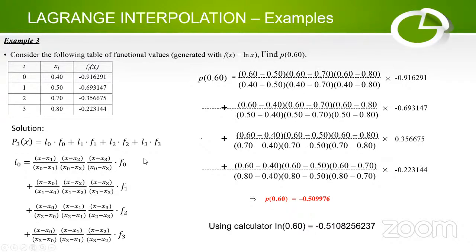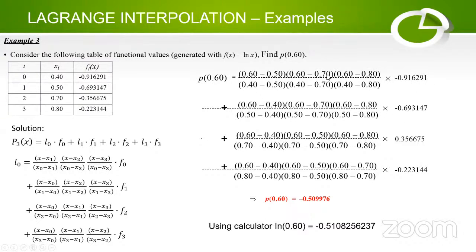Again, we have S minus S2. Our S is 0.6, and our S2 is 0.7, and we continue. And remember, since we are considering L0, there will be no S minus S0 at the numerator. But in the denominator, it will become the factor there, which is 0.4. That's our S0. That is S0 minus S1, S0 minus S2, S0 minus S3. So once we plug in all this, now look at our FIs, that is F0, F1, F2, and F3. These are the values. We just put them here and multiply.